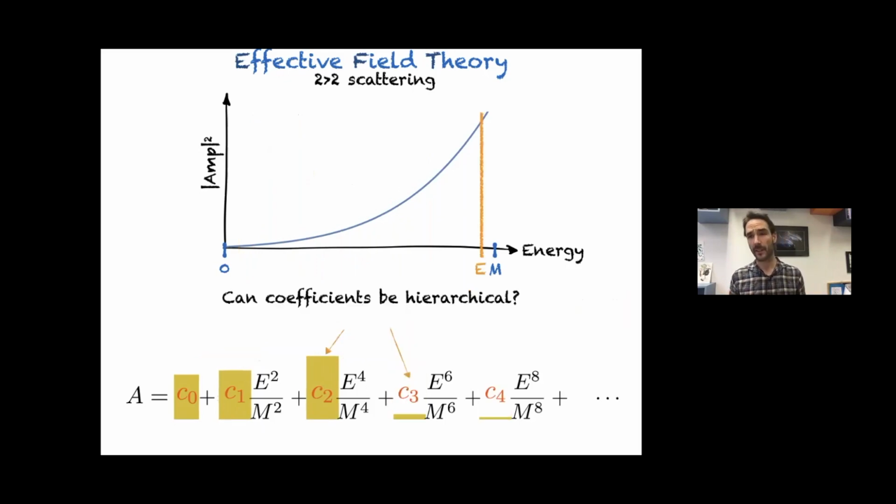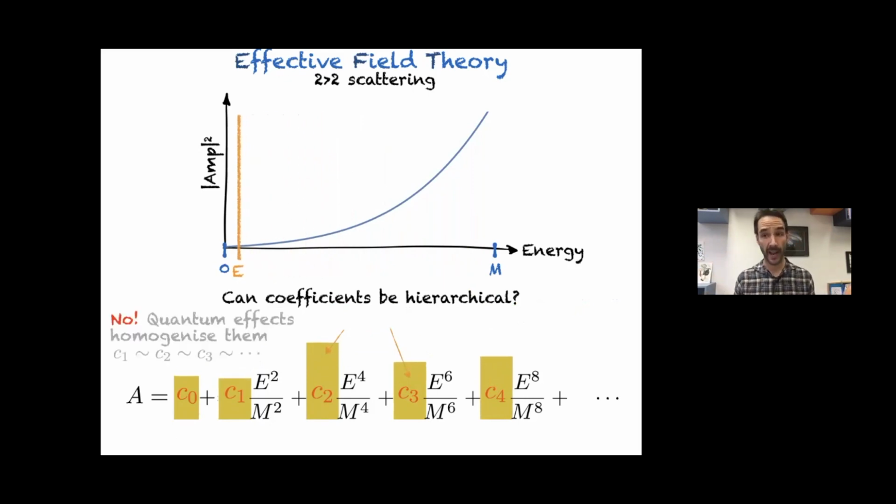So one question that we might ask is whether these coefficients can actually be hierarchical with respect to one another. For instance, is it possible to have the first few coefficients big and then the remaining ones small in units of the cutoff? Well, you see that running within the effective field theories actually tends to homogenize the coefficients. This is why we think about natural effective field theories as theories for which the coefficients are more or less of the same order.